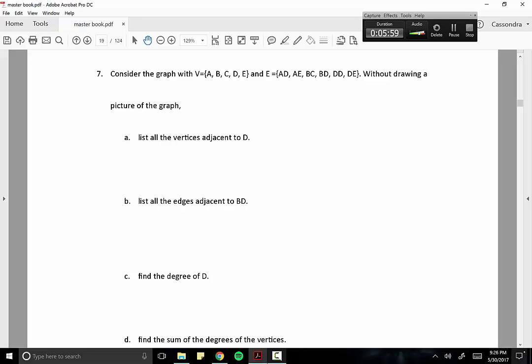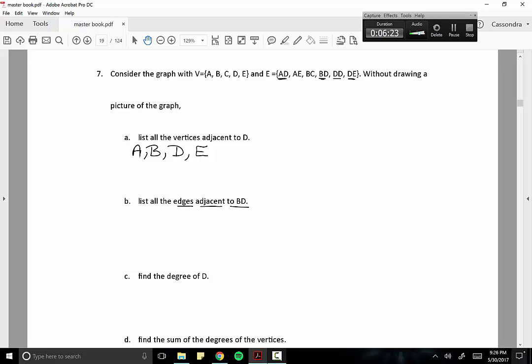So I want to list all the vertices adjacent to D. So that means all of the vertices that have all the edges that have D in them. We're going to try and figure out which vertices are adjacent to D. So A is connected to D. B is connected to D. D is connected to itself, and it is also connected to E.